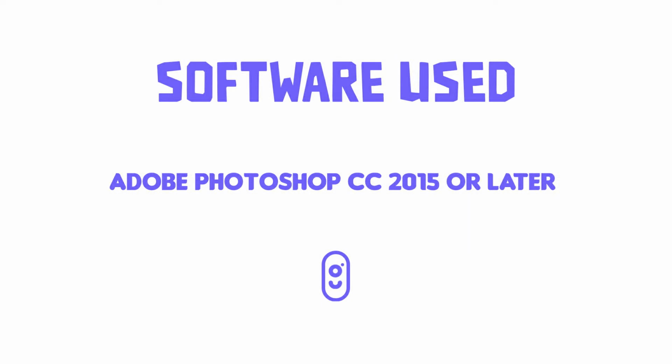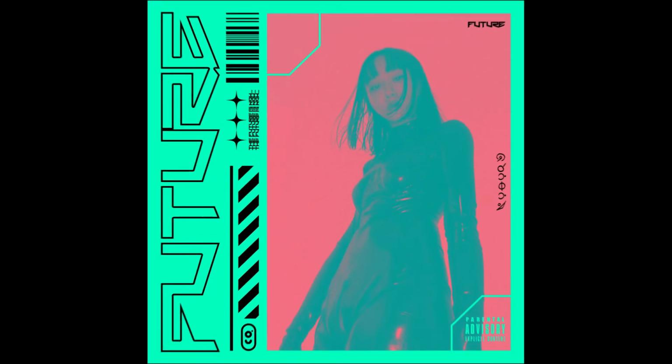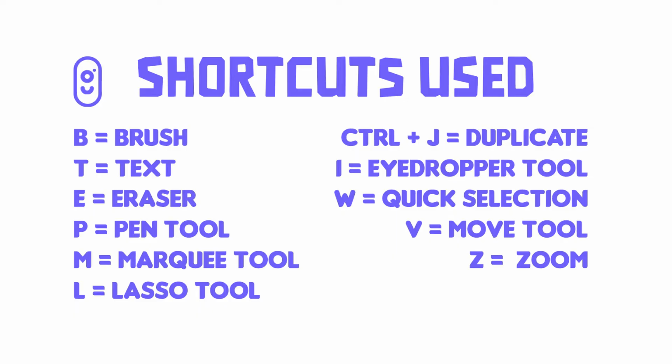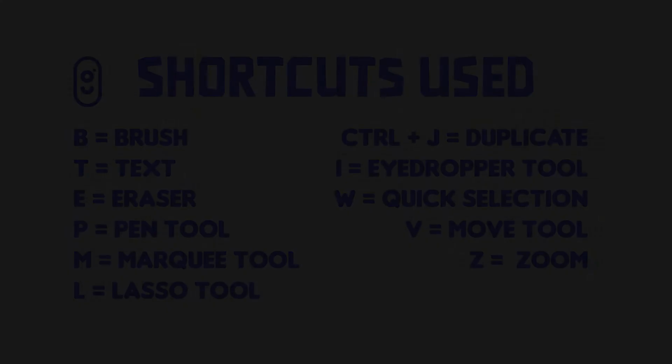So basically, before you do anything, the first thing you have to know is your software. This is the software I used to create art, and this is what I used to make this piece. You can use Adobe Photoshop CC 2015 or later, and these are some helpful shortcuts I use in my workflow. You can pause the video and take a screenshot to see all the shortcuts, some of which I used in the video.